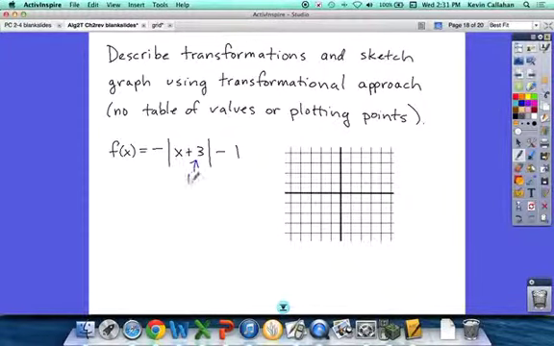Okay, left and down. And what does a minus do in front? It's a flip. Okay, so let's draw that. Left 3, down 1. Left 3, down 1. And it's flipped.